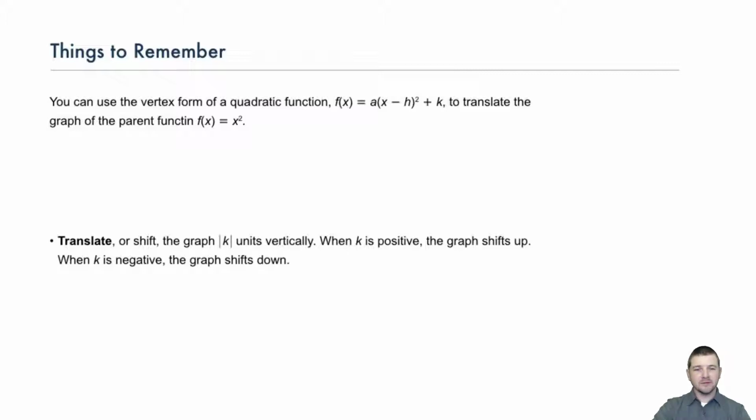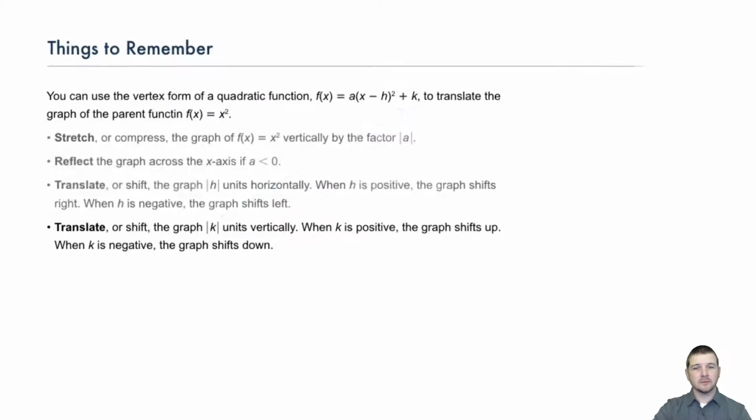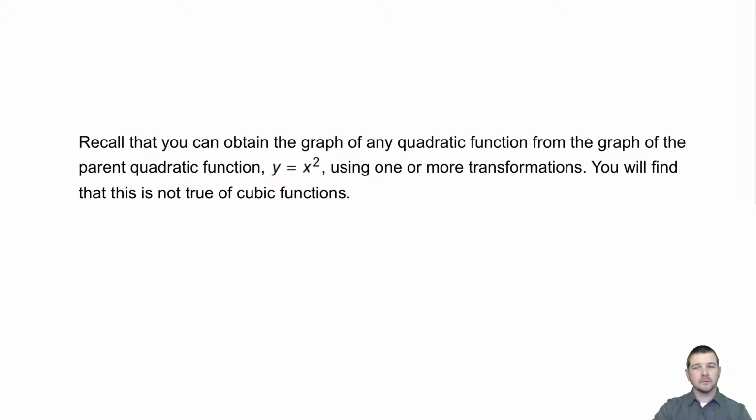When k is positive, the graph shifts up. When k is negative, the graph shifts down. So note k's location in the function f(x). Recall that you can obtain the graph of any quadratic function from the graph of the parent quadratic function, y = x², using one or more transformations. You will find that this is not true of cubic functions.